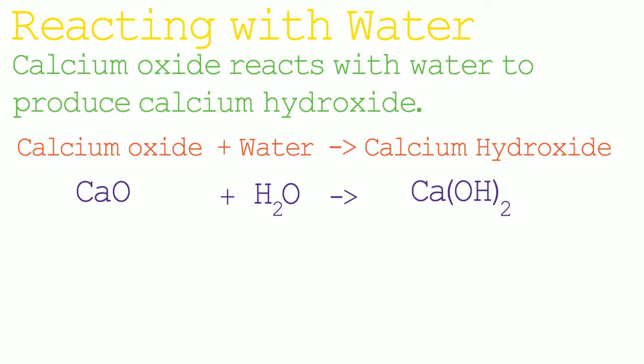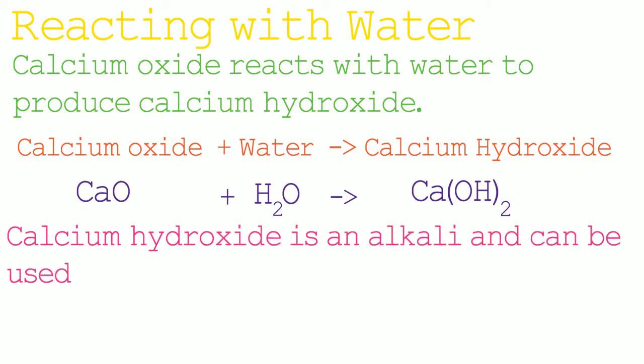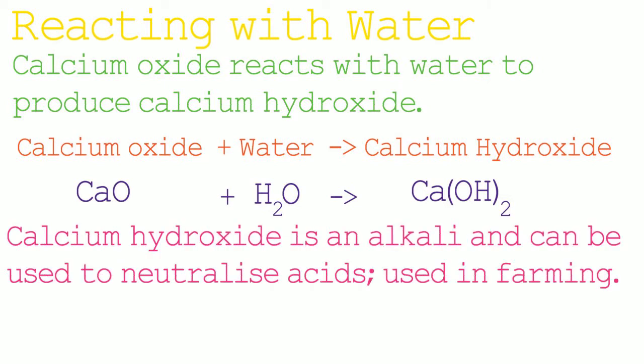But what is it actually used for? Well, calcium hydroxide is an alkali, and it can be used to neutralize acids. Farmers use calcium hydroxide to neutralize acidic soil. Calcium hydroxide is used because of its quickness, but powdered calcium oxide could be used instead, but it would take a longer time for the soil to be neutralized.